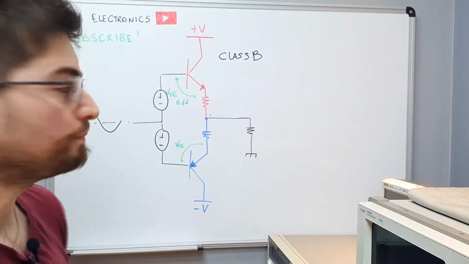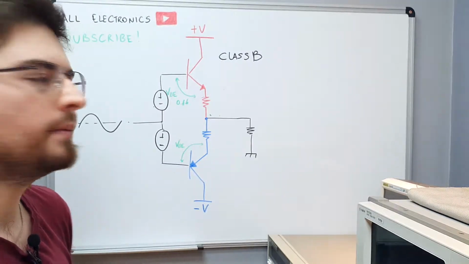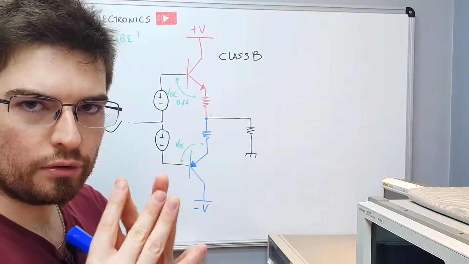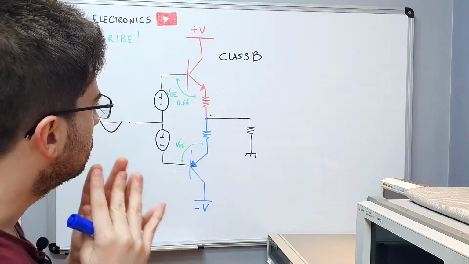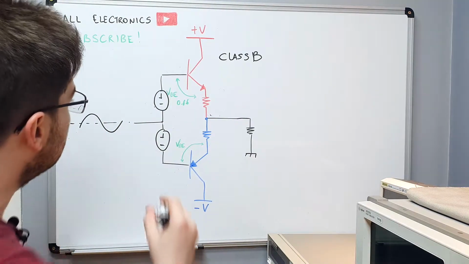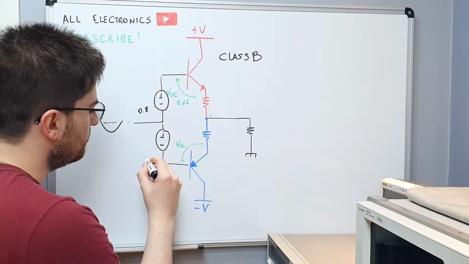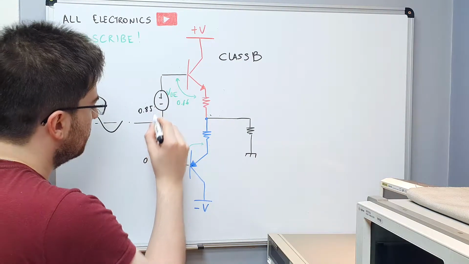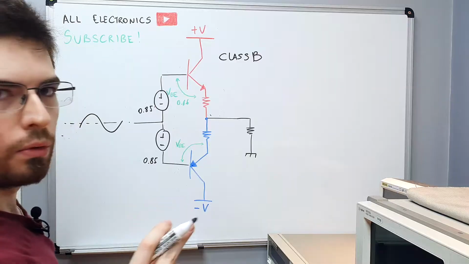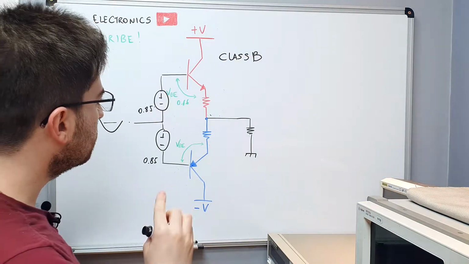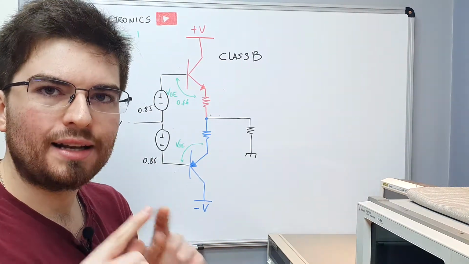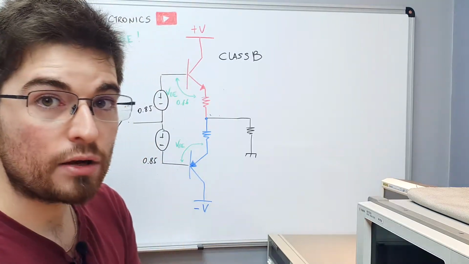One thing we can do to improve in this respect is that we can compensate with a little more than VBE. A voltage a little greater than VBE. So let's think we'll use 0.85 here and 0.85 here. Now we are compensating with more than a VBE drop. So the transistors will conduct a little more than half the cycle.